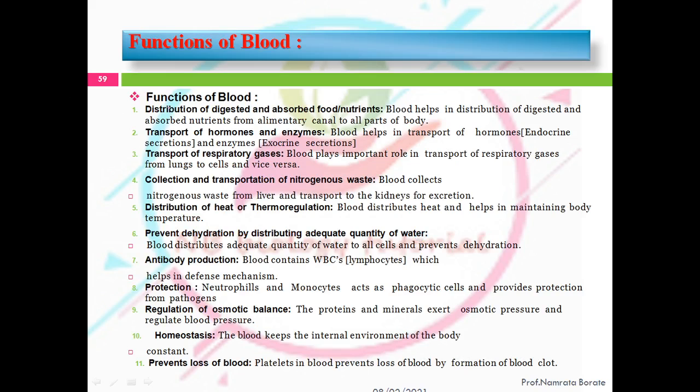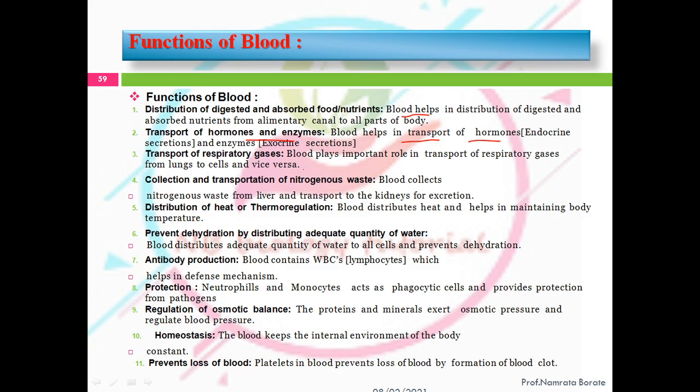So the next one, we see the functions of the blood. The first and the most important function of the blood is the distribution of the digested and the absorbed food and nutrients. That is, the blood helps in the distribution of the digested and the absorbed nutrients from the alimentary canal to all parts of the body. Second one is the transport of the hormones and the enzymes. Blood helps in the transport of the hormones and the enzymes throughout the body.